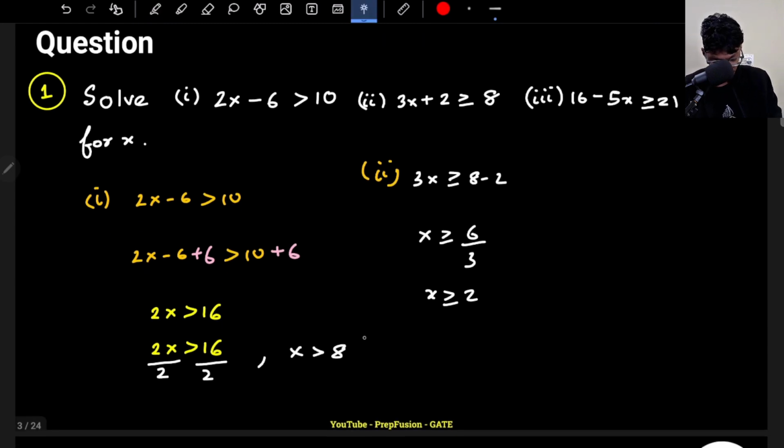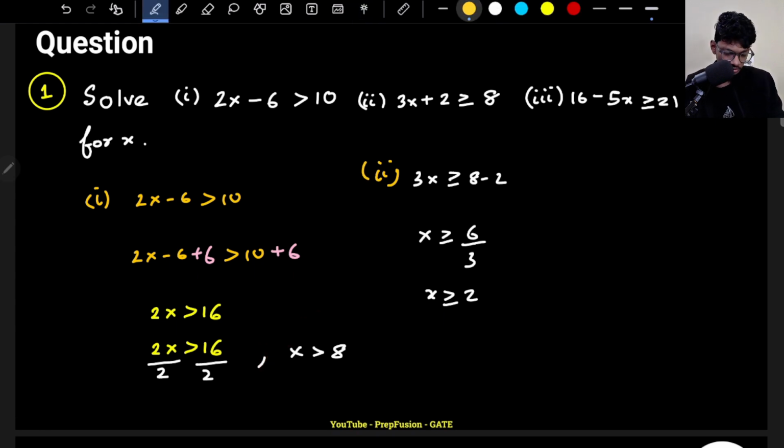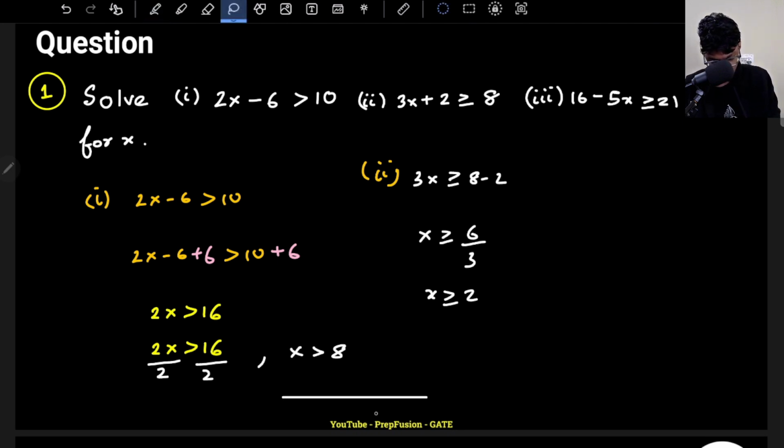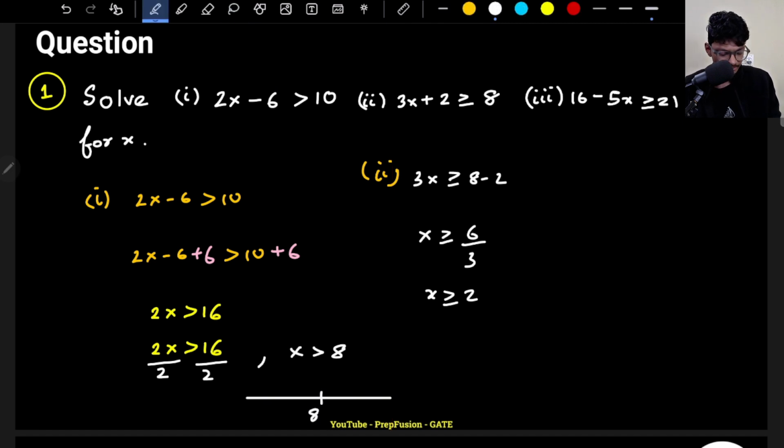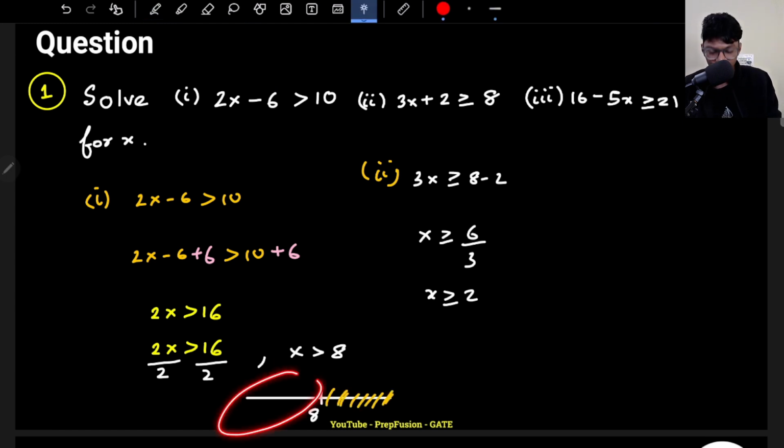So this is pretty simple, no problem with it. Another thing is that whenever we have x greater than 8, what region does it specify? Basically, if you want to show it graphically, you can draw the number line. Let me mark the point 8. This is a real number line. So x greater than 8 represents this region, right? Whenever my x is greater than 8. This left hand region is the negative region.